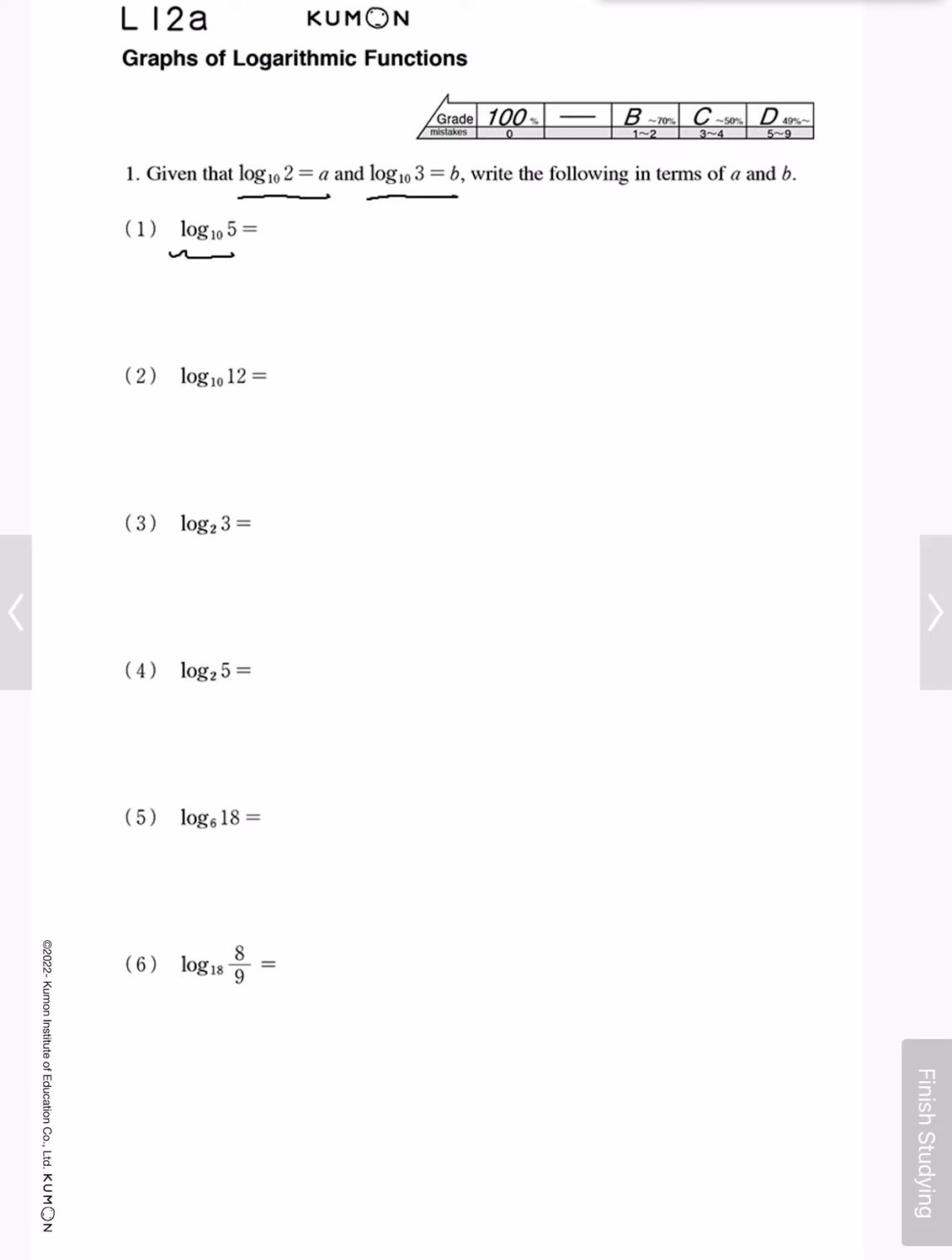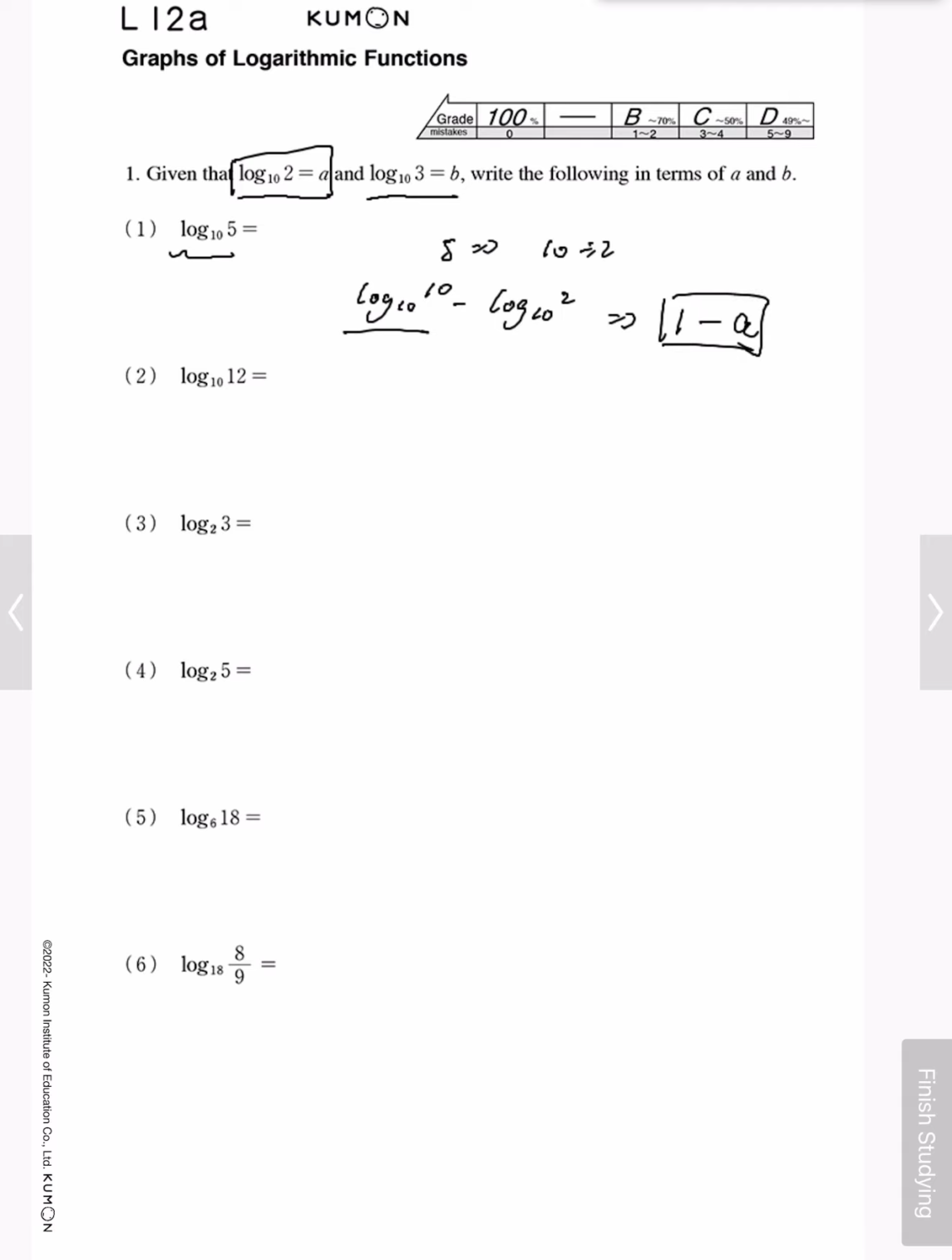For the first one, log base 10 of 5. Okay, if I were to go with what I learned from the previous one, I know that 5 can be written as 10 divided by 2, which means that I can literally have log base 10 of 10 minus log base 10 of 2. In that case over here, since I already have log base 10 of 2 is equal to a, and log base 10 of 10 is just equal to 1, the first question will be just 1 minus a. Pretty easy, right?